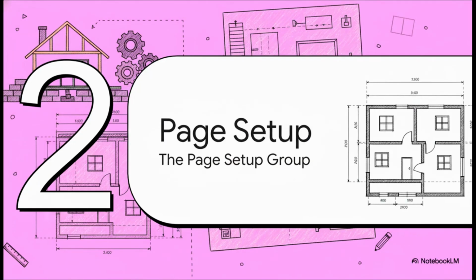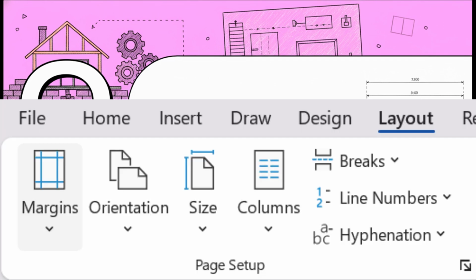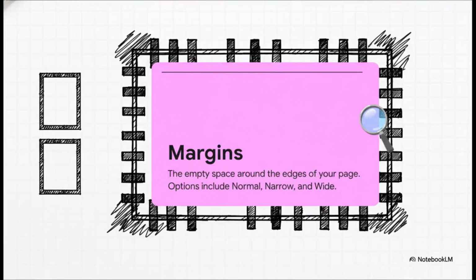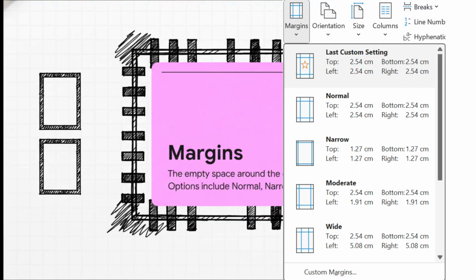Okay, so we've got our style picked out. Now let's work on the actual foundation of our page. We're moving over to the Page Setup group. This is like the blueprint for your document. It defines the whole structure before you even start building. First up, we have margins. This is just the empty space, the white border around the edges of your page. A good way to think of it is like the fence around your yard. It sets the boundary for your content.